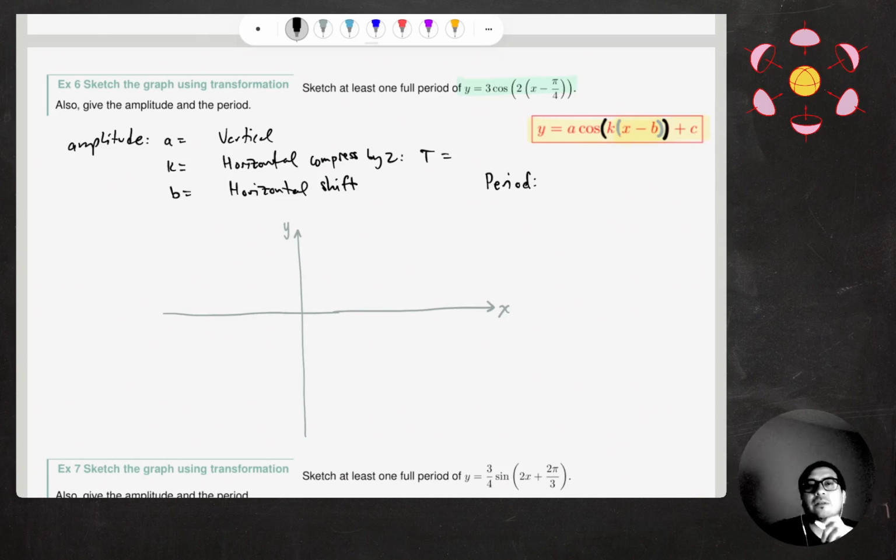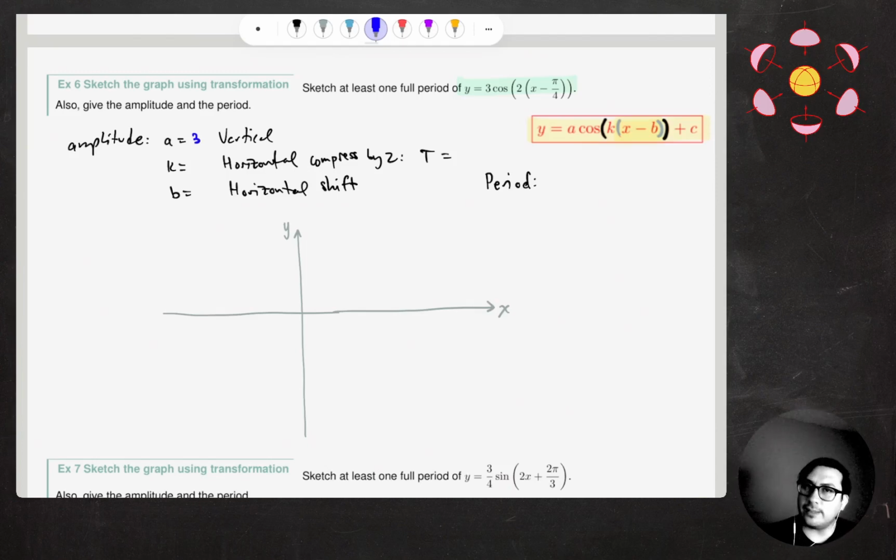Okay, so here's our graph that we're looking at. We're looking at this as our example. So let's start just writing down all the things that we see. What is the A? The A is going to be 3. Since it's positive, it's also the amplitude.